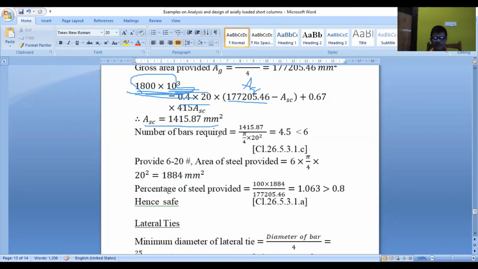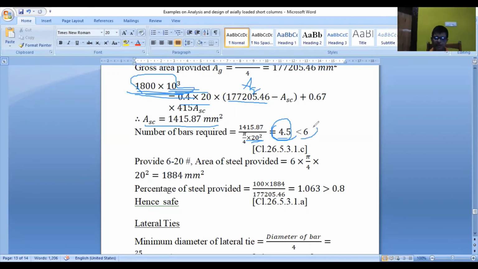Now what is the number of bars? You are using 25, but here he has taken 20 mm bars. So not 25, it is 20 mm bars. So with 20 mm bars it is coming 4.5 number of bars.